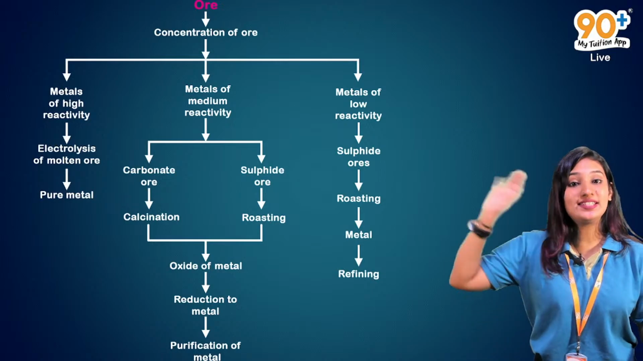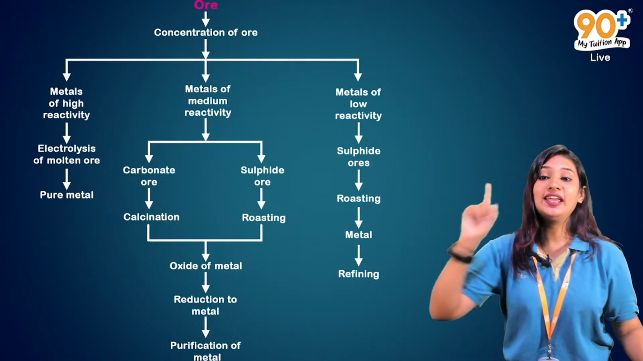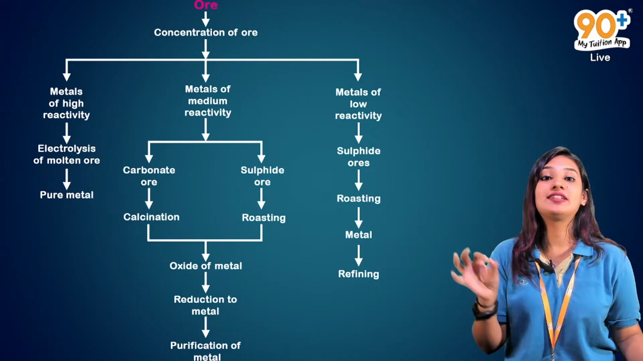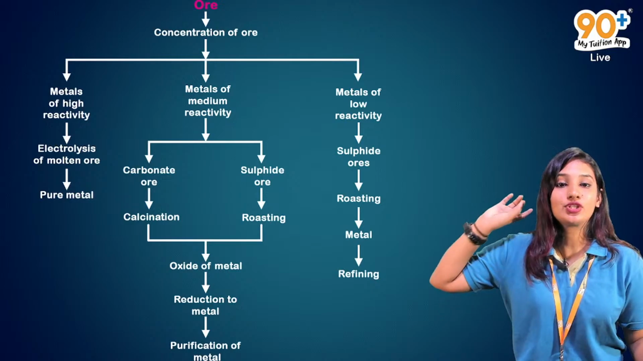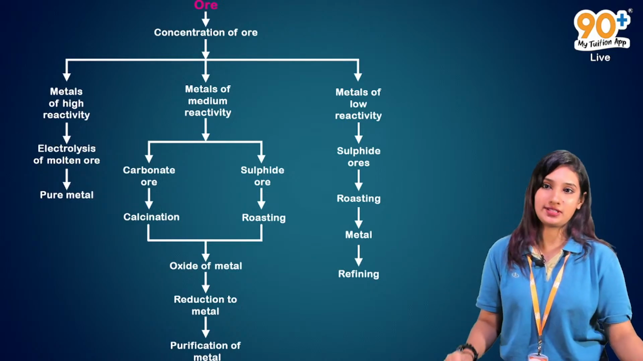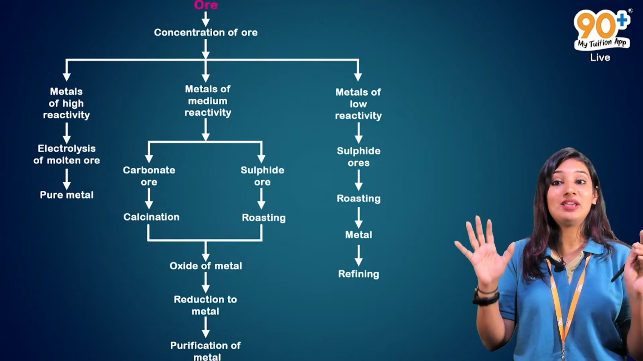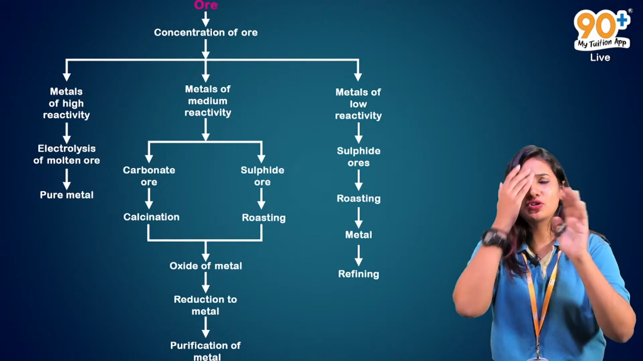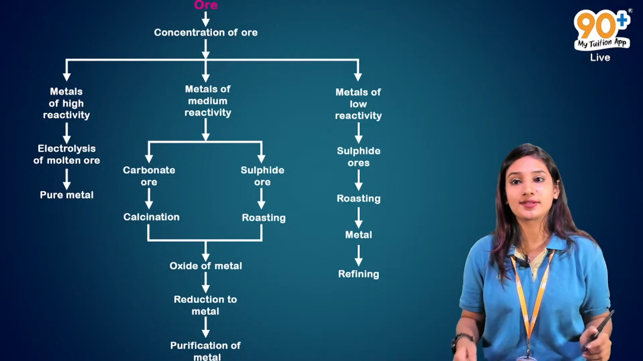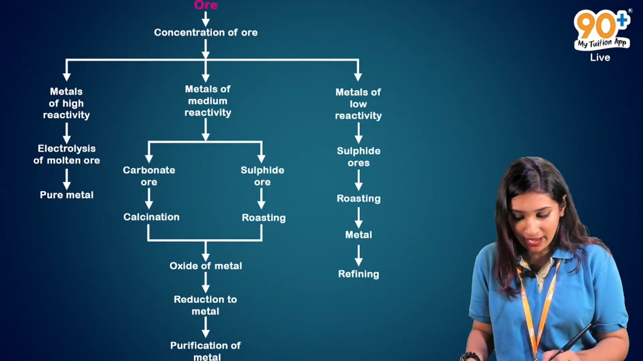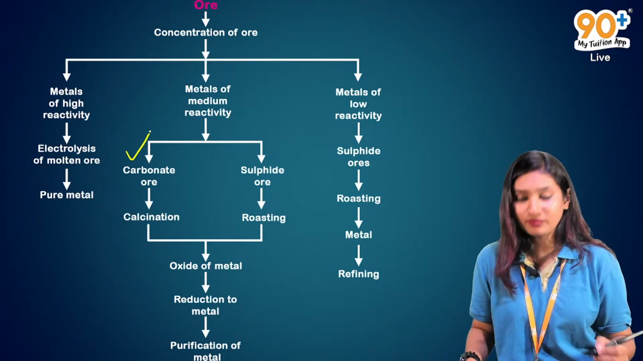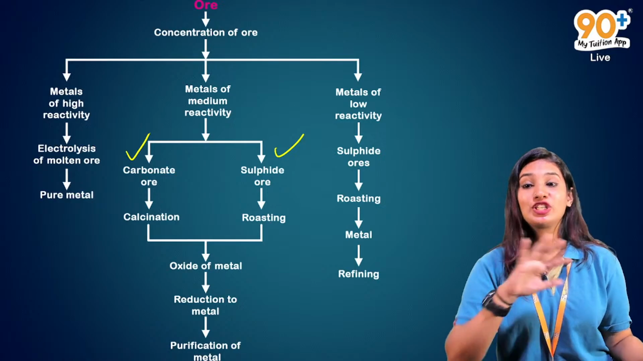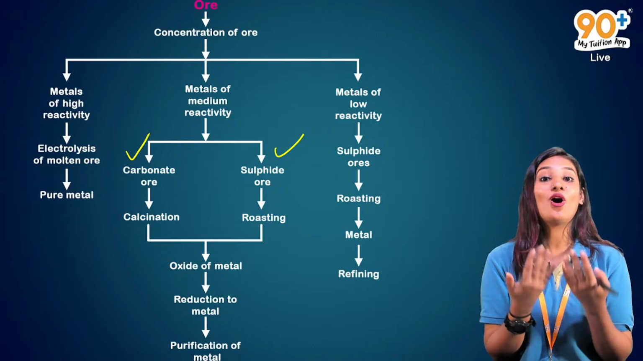For the metals with high reactivity, how did we extract them? We conducted electrolysis, electrolytic reduction, and on electrolysis we get the pure metal. Now what about the metals with medium reactivity? They are present as either carbonates or sulfides. This is there in your textbook, you don't have to write it. So the first task for us was to convert them into their oxides.